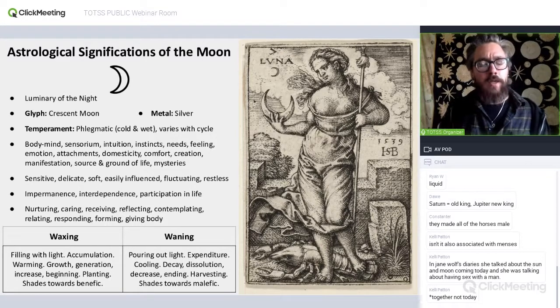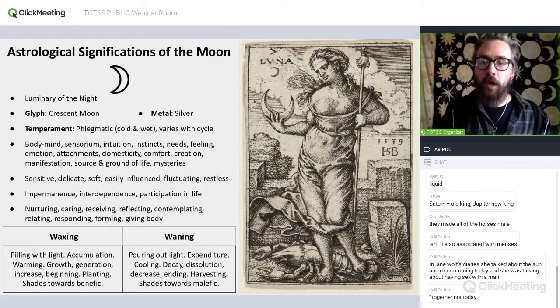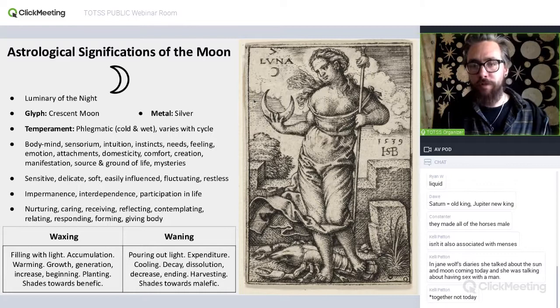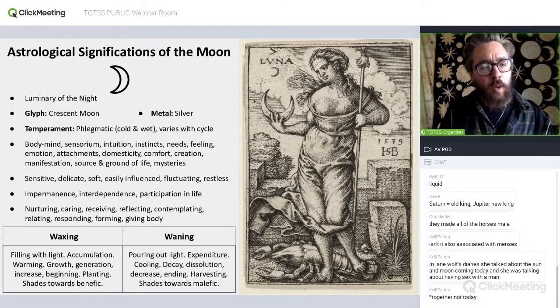Yeah. All right, and then the moon, especially in more traditional astrology, really takes on some different significations depending on whether she's in her waxing half of her cycle or the waning half of her cycle. So waxing, we can talk about the moon filling with light, and we have significations of accumulation, warming, growth, generation, increase, beginning, and planting seeds, like herbalism and traditional farming almanacs and things like that. You plant seeds during a waxing moon. The waxing moon does shade a little. The luminaries really aren't benefic or malefic. They have a different function than that. But the waxing moon may tend to shade more towards benefic.